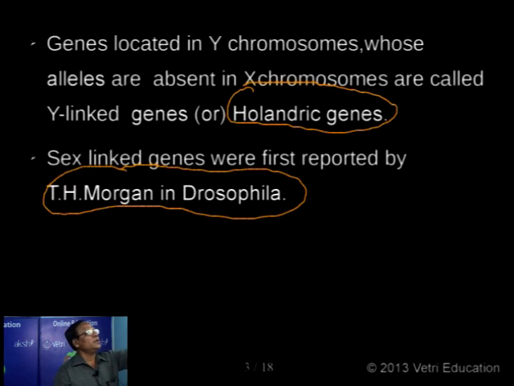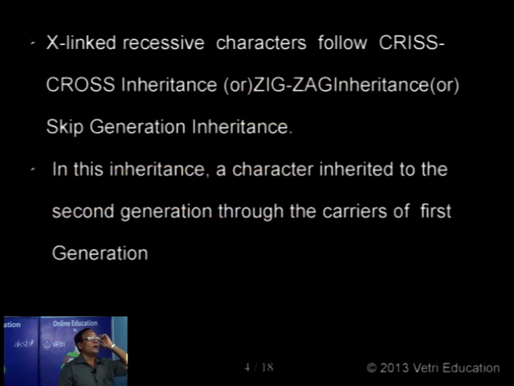So, in Drosophila, we have many types of eye color. I am taking two: red and white. Red is normally dominant over white. As per Mendelian inheritance, if you make a cross between red and white, we get red. This is possible. But as per sex-linked inheritance, we get different results, though we still get the 3:1 monohybrid ratio.